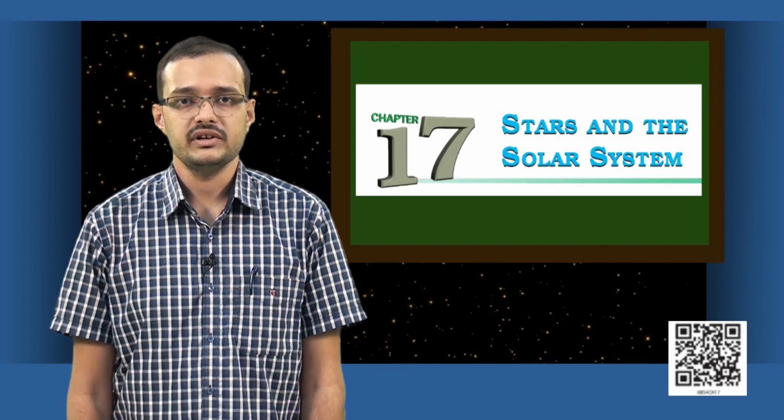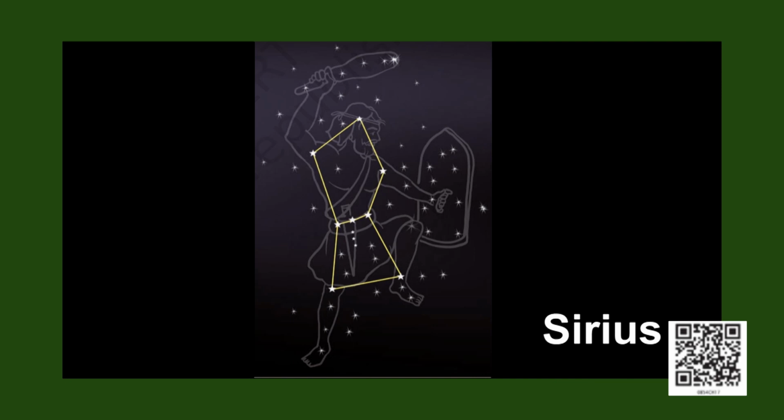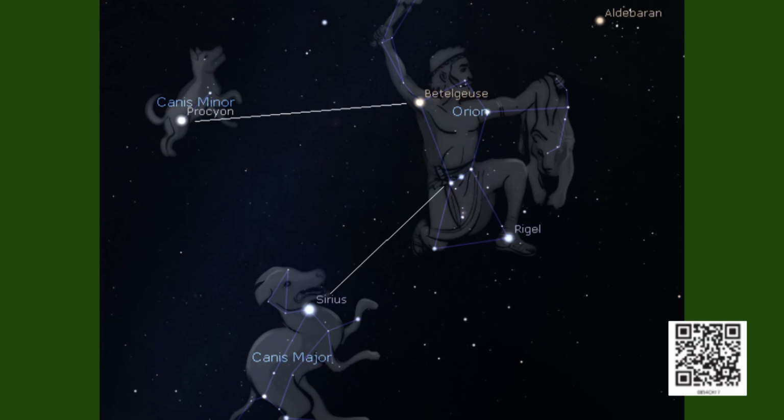Another constellation of interest is called the Orion or the Mahavyata. This is perhaps the most striking and the most beautiful constellation you can see in the night sky. As the name implies, the Orion looks like a human with a weapon, or like a hunter. You can use this constellation to identify the brightest star in the night sky, which is called Sirius. If you follow the line formed by the 3 stars on the belt of the Orion, towards the east you find Sirius. In fact, Sirius is a part of another constellation called the Canis Major.